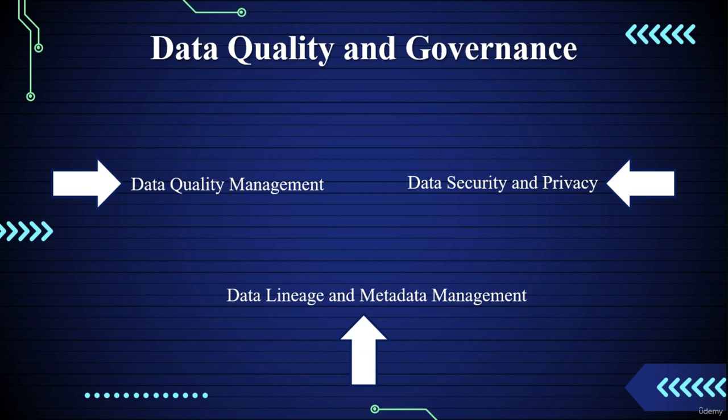Last, we have data security and privacy. Data engineers play a critical role in implementing data security and privacy measures. They ensure that sensitive data is protected with access control in place, encryption is applied where necessary, and data anonymization techniques are employed to preserve privacy. Data engineers also adhere to regulatory requirements such as GDPR or CCPA to ensure compliance with data protection laws.